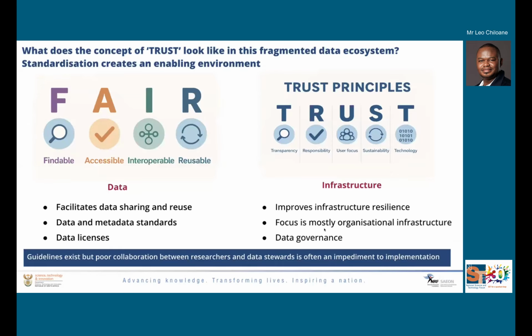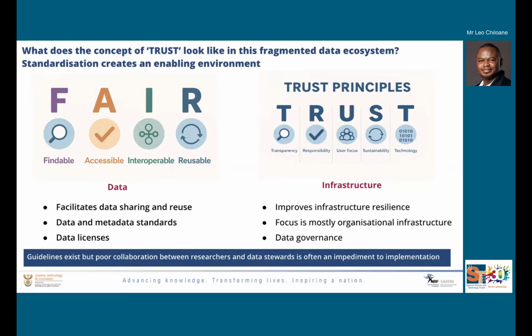So what does trust look like in this fragmented data ecosystem? It's important to then separate the data sets from the infrastructure, because in terms of data, you can standardize with other institutions, you can standardize within communities, but infrastructure is mostly implemented at the organizational level. So you have two best practice concepts that run in parallel.